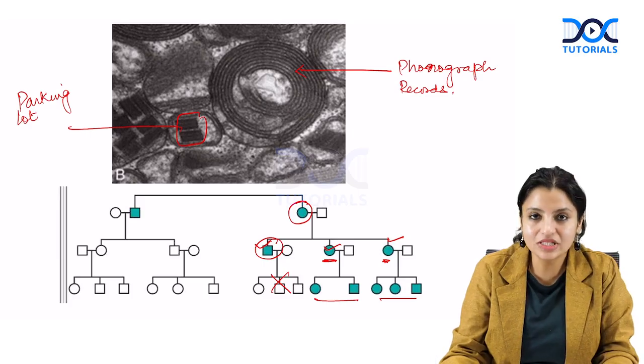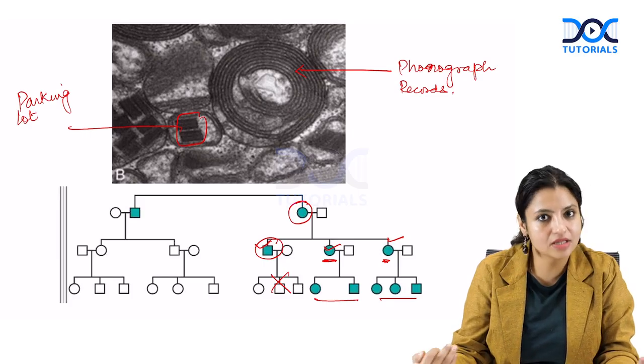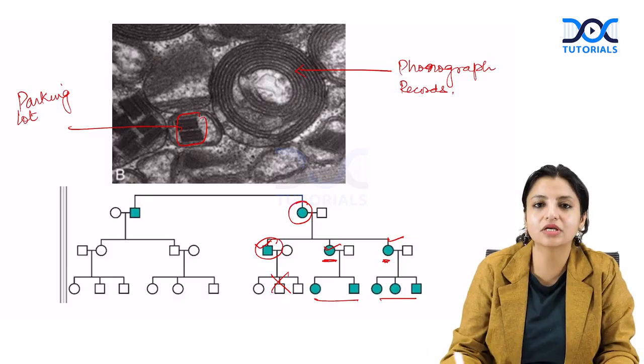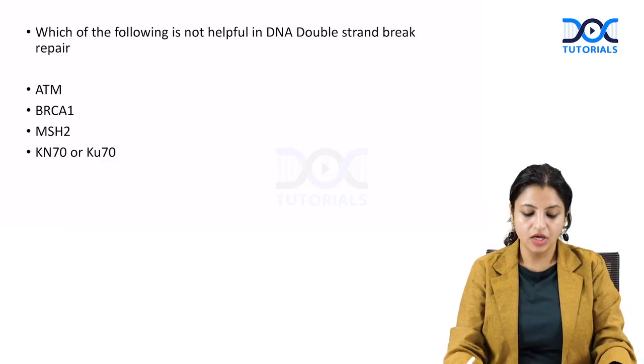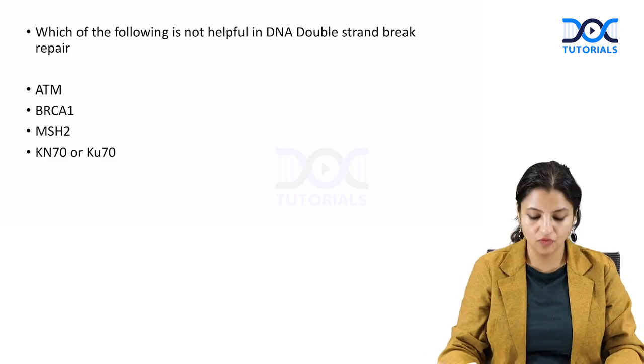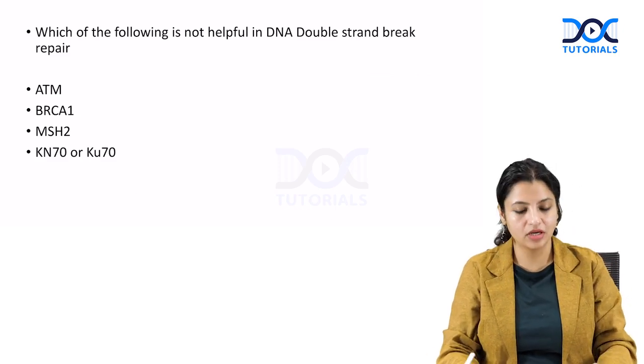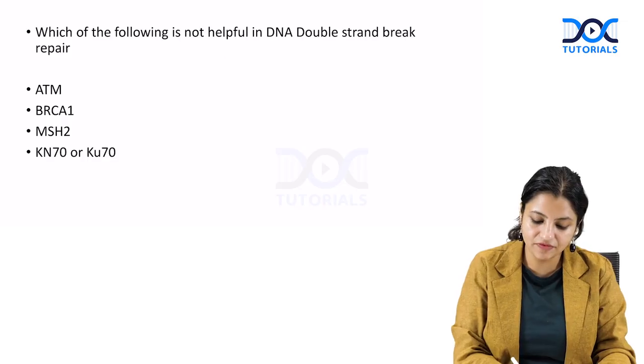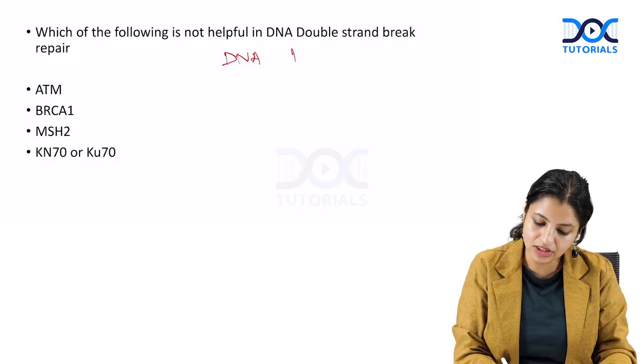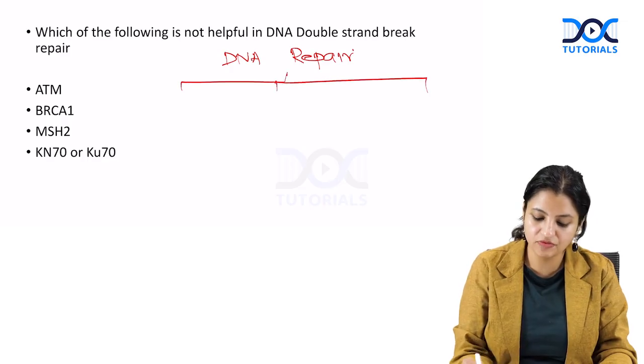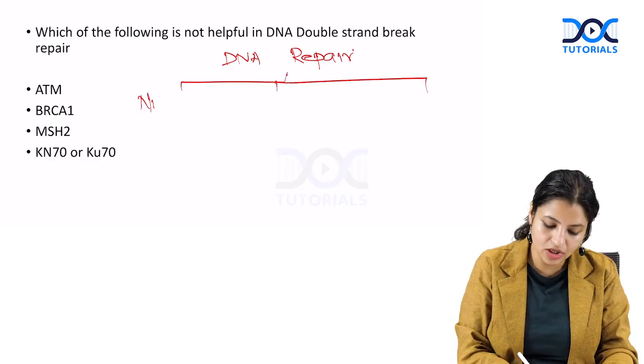Now, once we are very clear with mitochondrial inheritance, let's go to the next question. It was a very interesting question: which of the following is not involved in double-stranded DNA break repair? DNA repair itself is a very interesting topic, guys. Whenever I talk about DNA repair, we have three types of mechanism of DNA repair. One is called nucleotide excision repair.